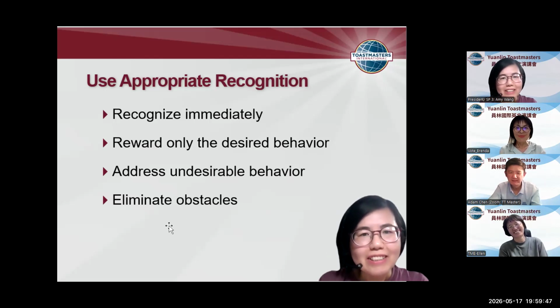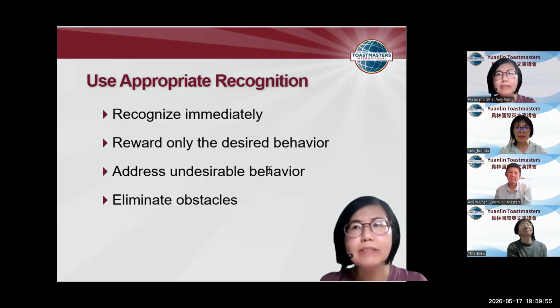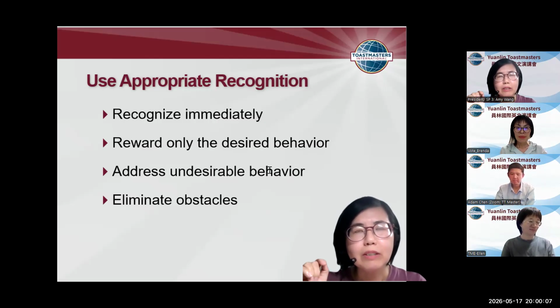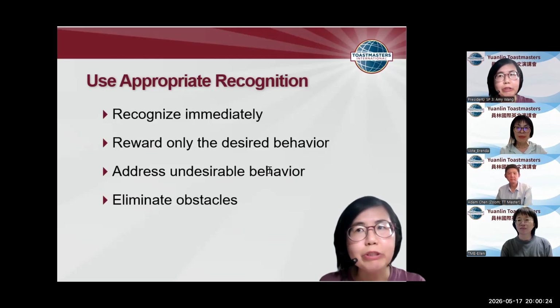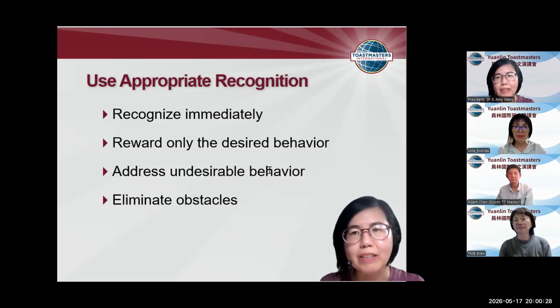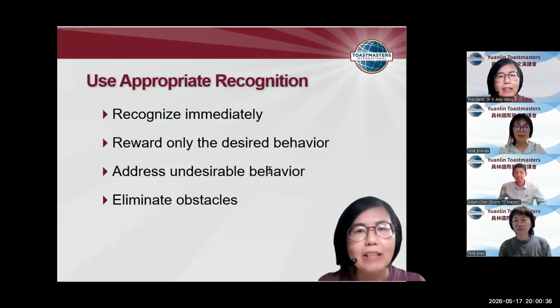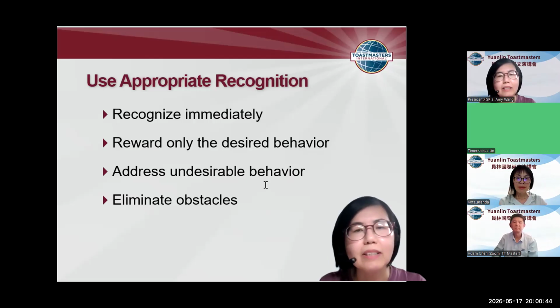Okay, and next one, reward only the desired behavior. Yes, in my class, when some children don't behave well, I will not look at them, but I will focus on them when they have some good behavior. Like if they don't raise their hand and they talk, I will not ask them the question. But I will tell them, if you want to talk, you should raise your hand first, and I will give you a sticker or a star. So they learn the good behavior. Next one, address undesirable behavior. That's what I just talked about.